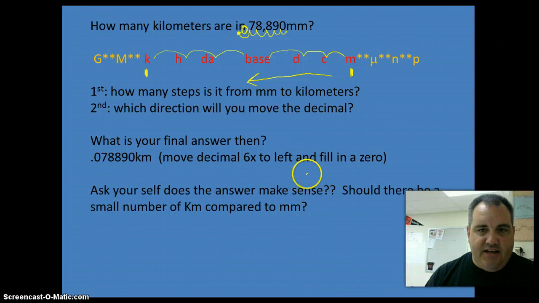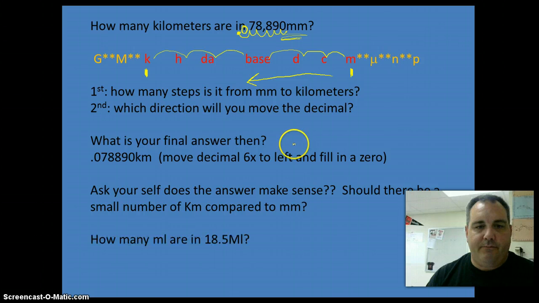Now the thing is, when you're done, you need to ask yourself, does it make sense? Does it make sense that the kilos, there's so little of them compared to the millis? A kilometer is somewhat like a mile. A millimeter is something like a 1/4 inch or less, actually, a lot less, more like a 1/16. Okay, so if you imagine taking a ruler and measuring 1/16 of an inch for a kilometer or for a mile, it would take a lot of those to equal 1 mile. Okay, so just kind of think about, does it make sense when you're all said and done?